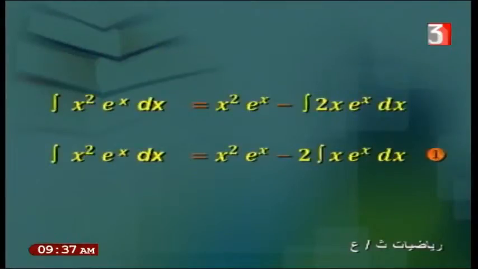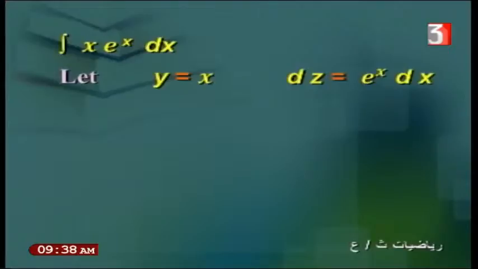The relation: integration of x^2 e^x dx equals x^2 e^x minus integration of 2x e^x dx, or equals x^2 e^x minus 2 times integration of x e^x dx. The second term is the integration of x e^x dx. Let y equal x and dz equal e^x dx.